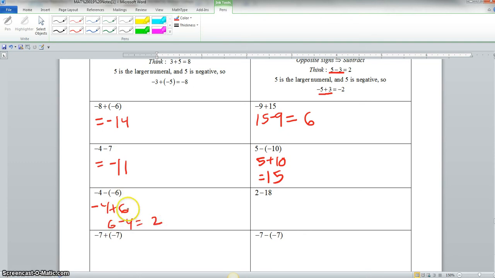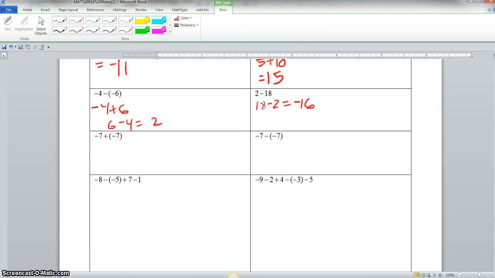And we look back here and see that 6 is the larger number and it's positive. So it will remain a positive 2. Now we have 2 minus 18. They have opposite signs, so we know we subtract. So we could do 18 minus 2, which we know is 16. But the 18 is the larger number and its sign is negative. So it'll be a negative 16.